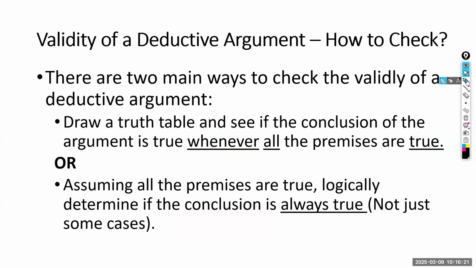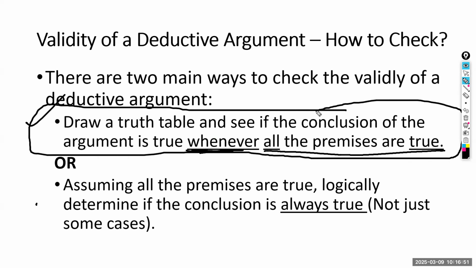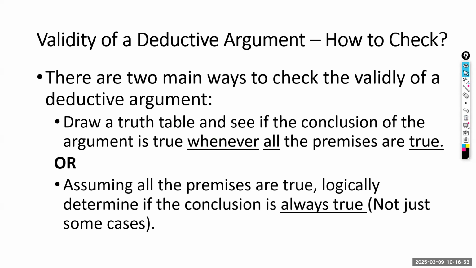One way is to draw a truth table and see if the conclusion of the argument is true whenever all the premises are true. Whenever all the premises are true, if you find that your conclusion is true, that is a valid argument. There's a second way that we will discuss later. First, let's discuss this one because this is sort of a mechanical approach, but it works.